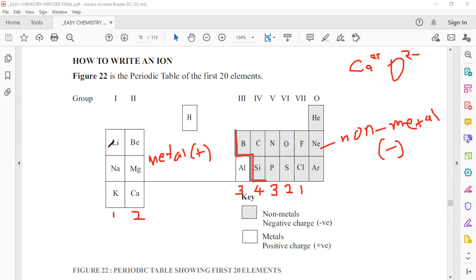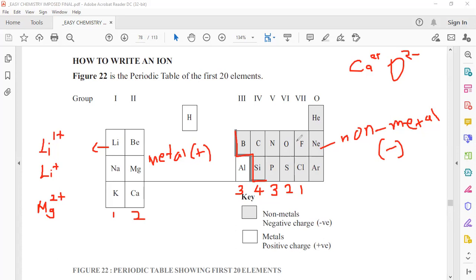So if I'm writing the lithium ion, this is lithium, you ask yourself, what is the valency number? The valency number is 1. Is it on the positive side? Is it on the negative side? If it is a metal, we attach a positive. Now we cannot say 1 positive, so 1 positive is the same as positive. If you're looking at those in group 2, for example, magnesium, Mg, capital M, small g, the valence number is 2, then positive. So that is the magnesium ion.